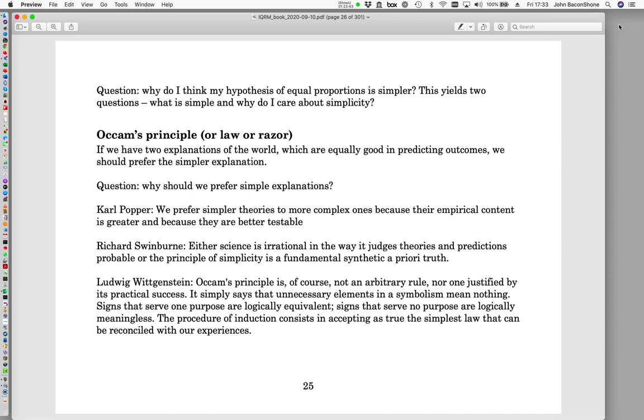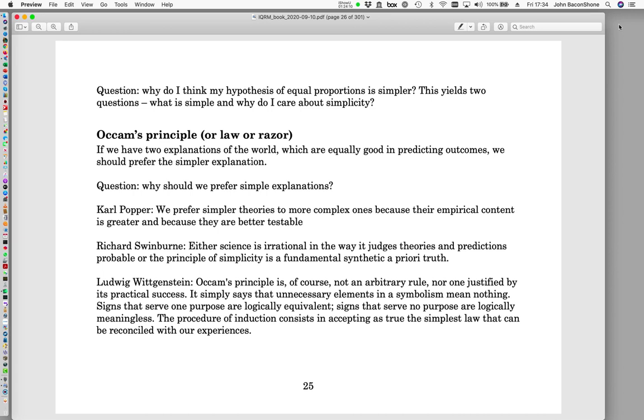And I mean in the sense of laughable, because whenever anybody says "is, of course, not" something, it means I actually don't have a good reason, but I'm just trying to bluff you, right? So it's not an arbitrary rule. Well, but actually Richard Swinburne has just said it is an arbitrary rule. He's also said, so this is a philosopher, nor one justified by its practical success, right?